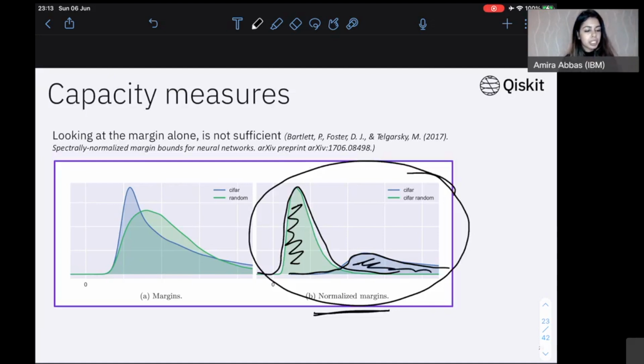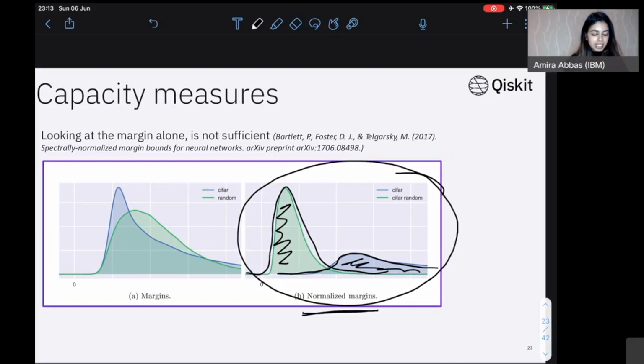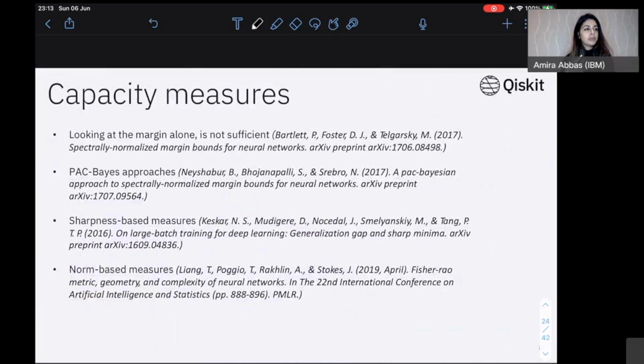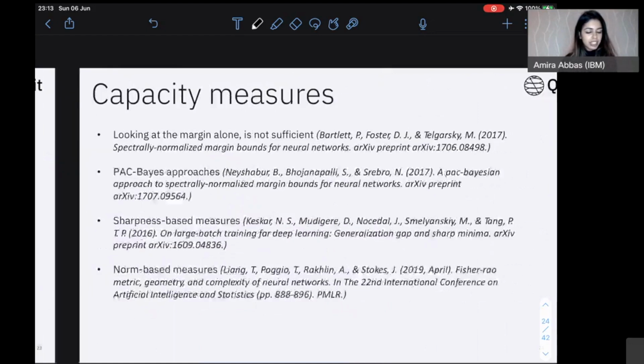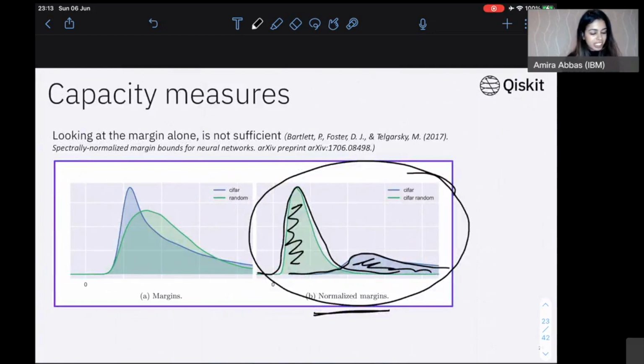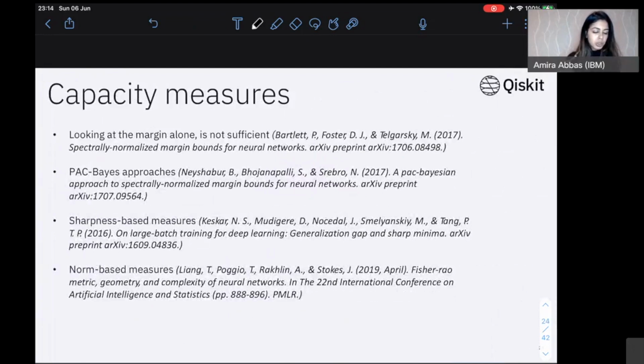And so this was quite a cool idea, and it spurred a whole bunch of ideas on how to normalize the margin. So I said that this paper suggested that the margin alone is not sufficient, and Bartlett in this paper suggested that we should normalize the margin by some constant that depends on the model that we're looking at. And in particular, there were ideas to normalize this based on different norms, and in particular the spectral norm, which is taken with respect to weights of a neural network.